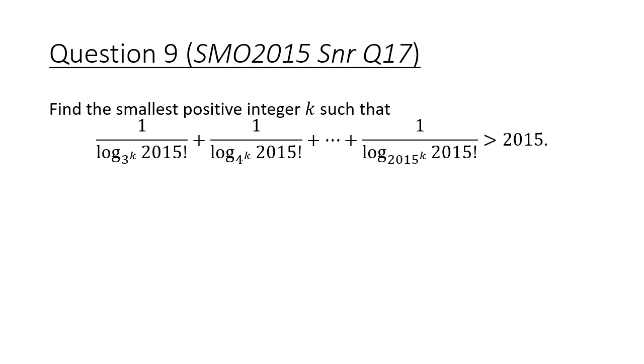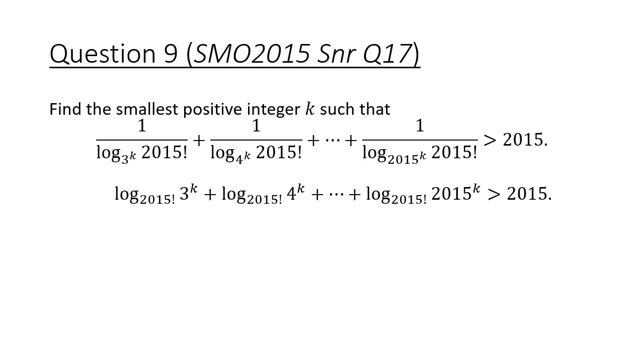Now the first thing we can do is apply the reciprocal law, and this is what we get for our inequality, and it looks almost nice. We wish that if we apply the product law, you'll get 3 to the power of k times 4 to the power of k, all the way to 2015 to the power of k. If only that would give me 2015 factorial to the power of k, but we are short of 2 to the power of k. So since we're short of it, let's just add it in and subtract it away.